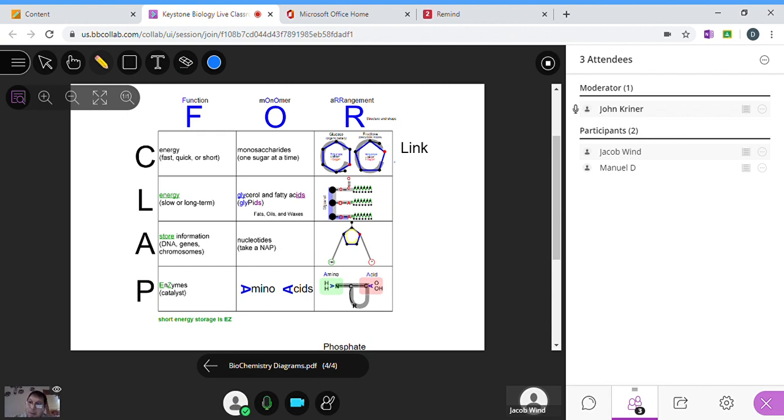Glycerol. So how do you make a lipid? One glycerol and up to 3 fatty acids. Now, what does a fatty acid look like? Well, you have this carboxylic acid.